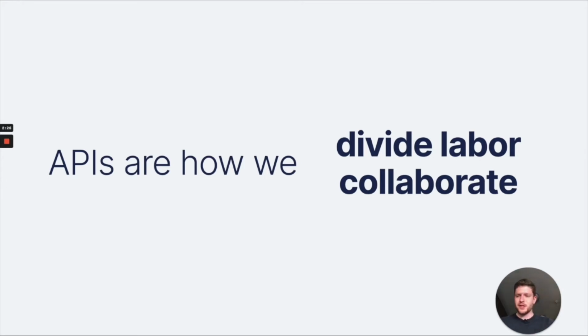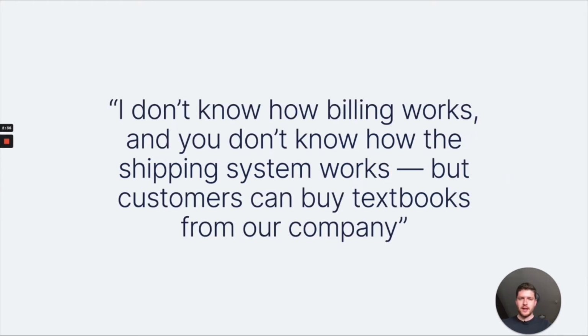And this has led to this massive growth in what technology is able to do. Just like dividing labor throughout human history has led to massive changes in how things end up working. And I think this can be constituted, again, in a very simple statement. I don't know how the billing works, and you don't know how the shipping works. But somehow, when customers buy a textbook on our website, it gets delivered.